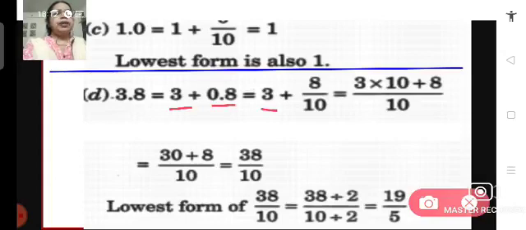That means it is 3 plus 8 upon 10. Now we can write it as 3 into 10 plus 8 divided by 10. The denominator will be the same, and we multiply the denominator and the whole number and add the numerator to it to get the fraction. So what do we get? We get 30 plus 8 upon 10, that means 38 upon 10.